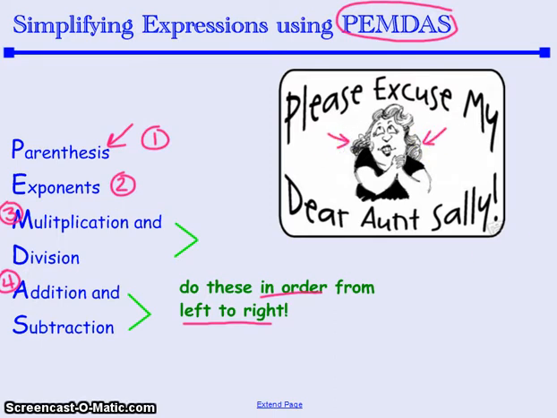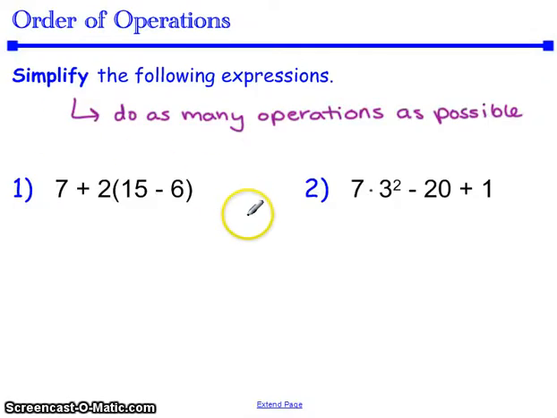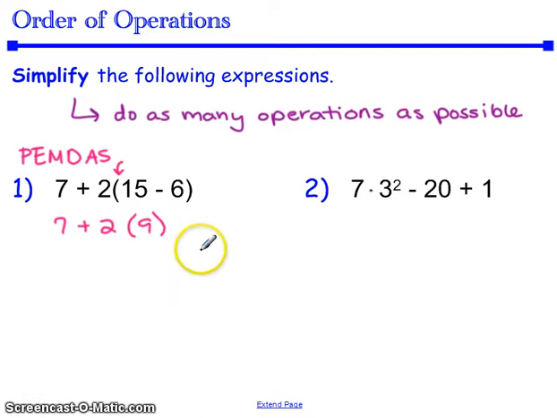So, using please excuse my dear Aunt Sally or PEMDAS, let's do these problems. The P in PEMDAS stands for parentheses. So that means that in number 1, we need to look for parentheses first. So I see some parentheses right here. I'm going to rewrite what I have, 7 plus 2, but then I'm going to do what is in parentheses. And in parentheses is 15 minus 6. That's 9. Now I don't see any exponents, so I don't have to worry about the exponents. So parentheses are done, exponents are done.